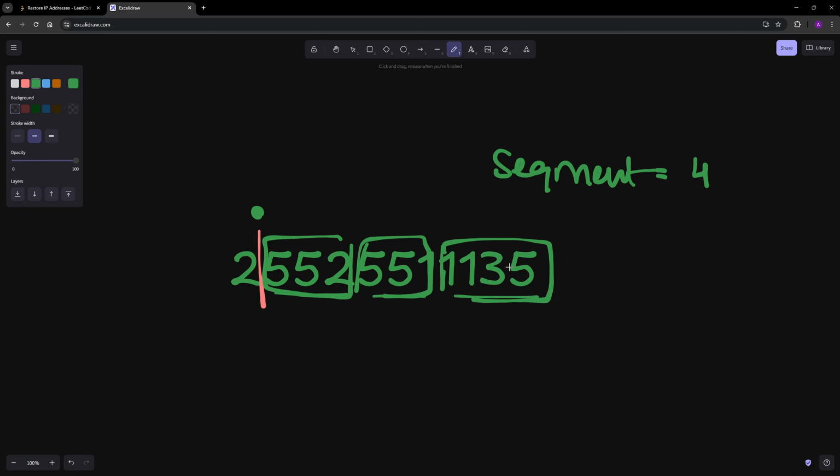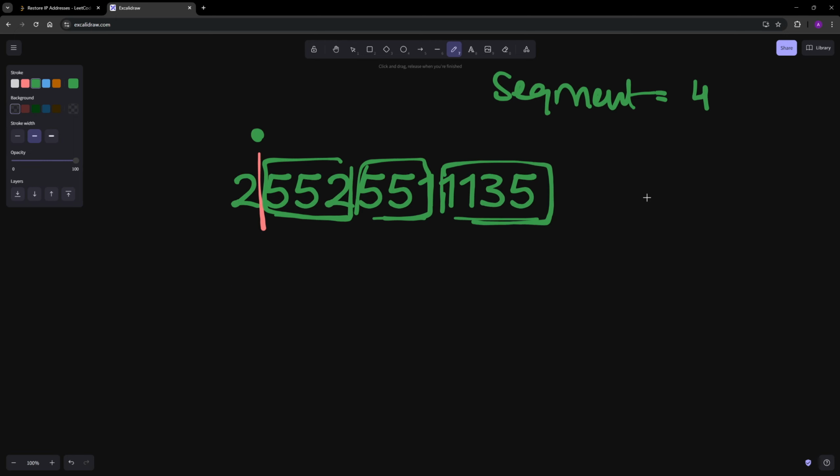And you know that in the given Restore IP Addresses problem, you cannot select a segment of 4. That becomes an invalid solution. So after placing this dot, we can effectively apply the pigeonhole principle, and we can check if there can exist a segment with a length greater than 3.